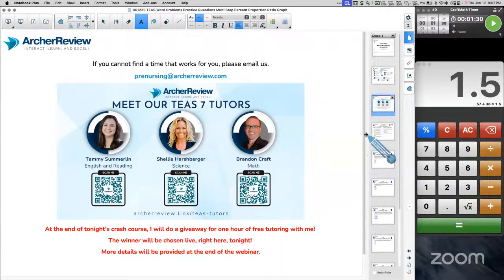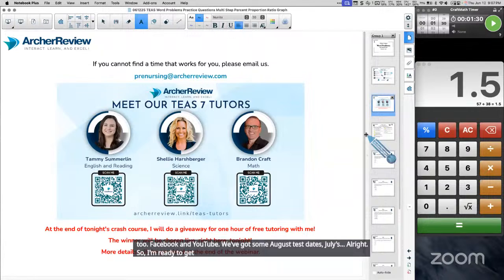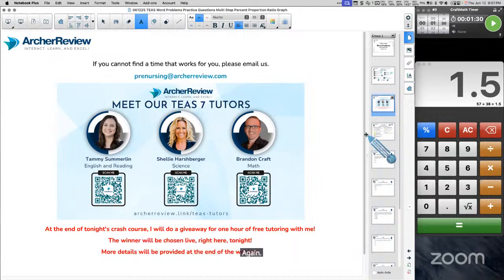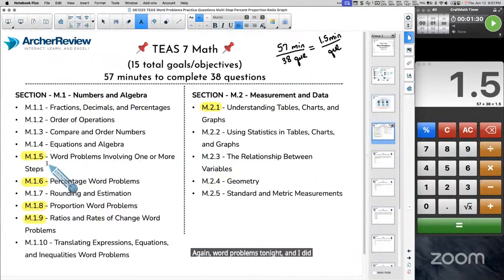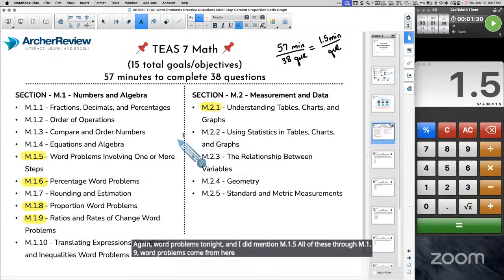All right. So I'm ready to get started. Again, word problems tonight. And I did mention M.1.5, all of these through M.1.9. Word problems come from here, except for M.1.7. And then we're going to do 2.1 to finish up the night. So I'm going to start a timer.